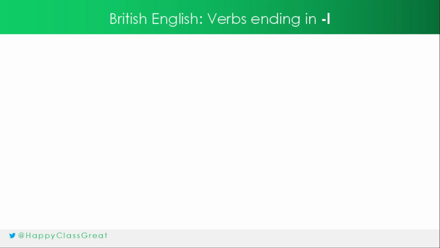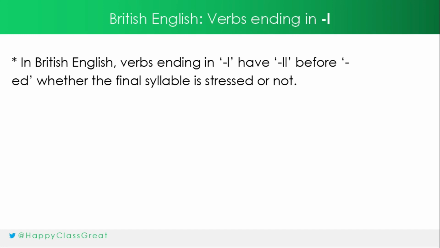So now we have British English, because in Nigeria we are using British English, not the American version, because we know we have several versions of English. Now there are some verbs in British English that end in "l". What are you going to do to them? In British English, verbs ending in "l" have a double "l" before the ed, whether the final syllable is stressed or not. So I've already told you not to worry about stress or syllable stressing.